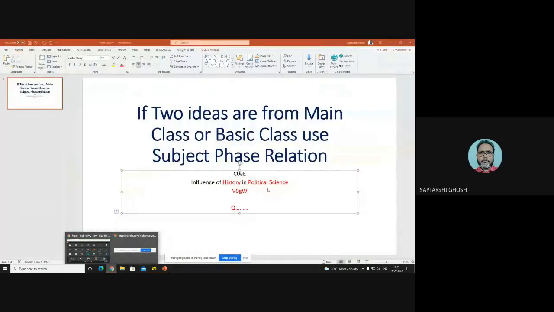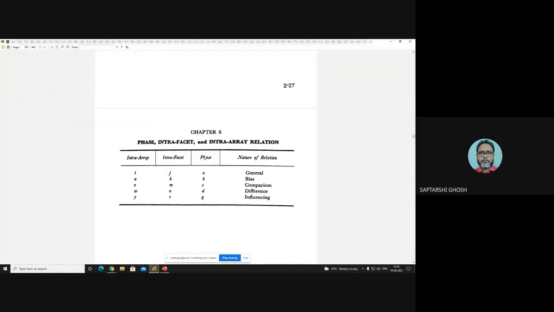Sir, please repeat the gist. Please give the gist. If you have more than one subject, then you better treat that one as phase relation. This is actually the subject phase relation. Subject is not written there, subject. So more than one subject, then only you can use this one. But if your numbers are coming from facet or array, so you have to use either intra-facet or intra-array.